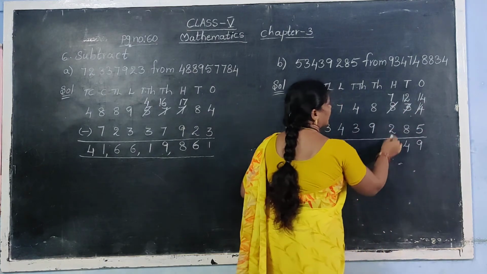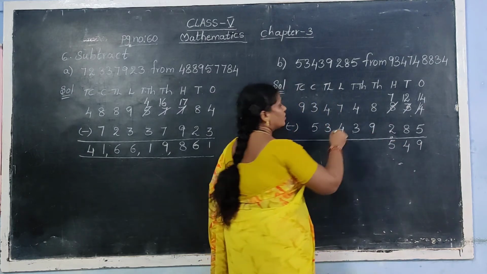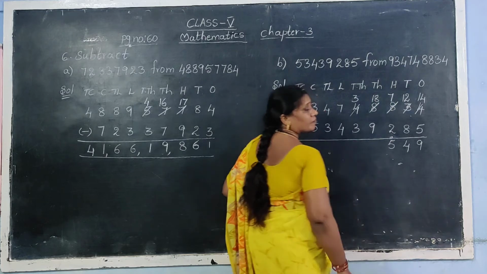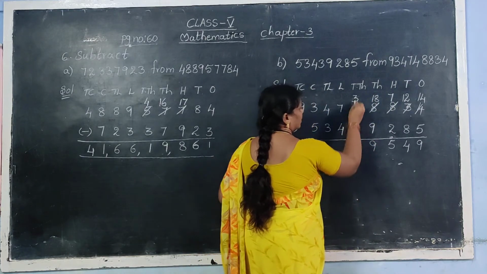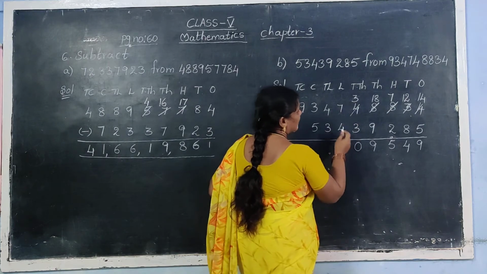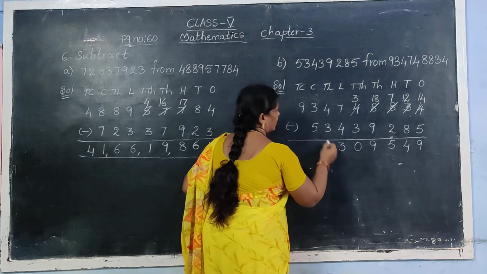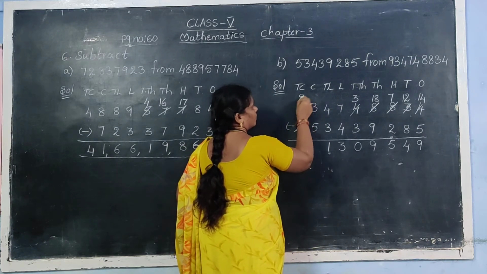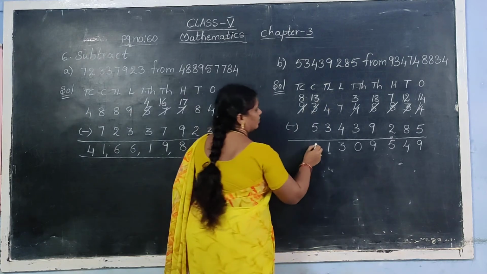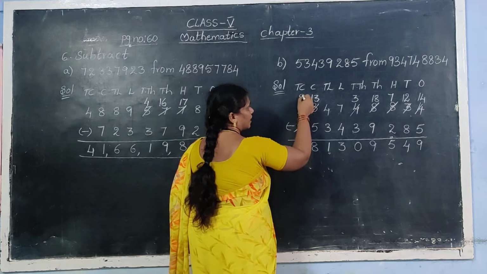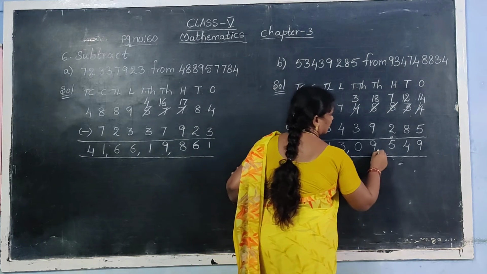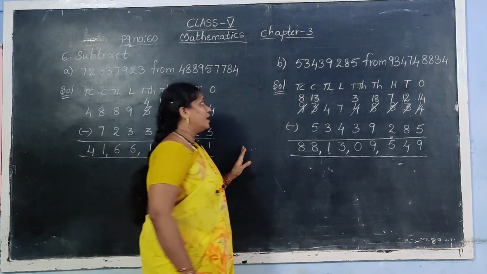8 minus 4, 4. 7 minus 2, 5. 8 minus 9 is not possible, so borrow: 4 minus 1, 3. 1 means 10, 10 plus 8, 18. 18 minus 9, 9. 3 minus 3, 0. 3 minus 3, 0. 7 minus 4, 3. 4 minus 3, 1. 3 minus 5 is not possible, so borrow: 8 minus 1, 7? 1 means 10, 10 plus 3, 13. 13 minus 5, 8. Here there is no digit, so directly write the upper digit, 8. The answer is 88 crores 13 lakhs 9,549. Next sum.